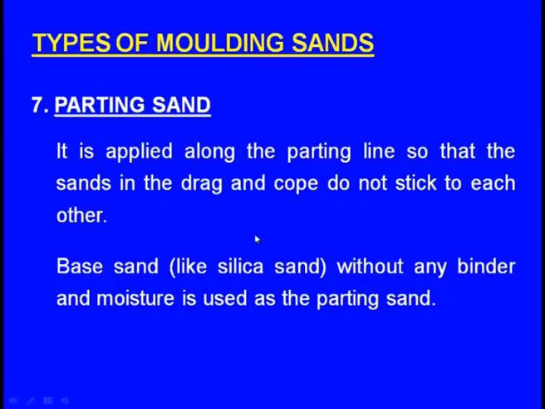Then the sand molded inside the cope box doesn't stick to the molding sand molded inside the drag box. That is the purpose of the parting sand. It creates a separation between the cope box and the drag box. Base sand like silica sand without any binder and moisture is used as the parting sand. So this parting sand doesn't contain any binder or moisture. It's a dry and clean sand.